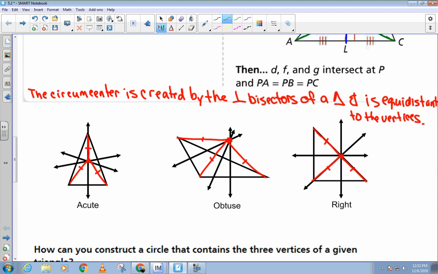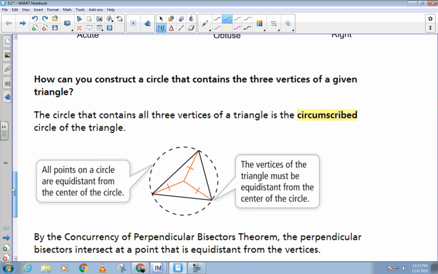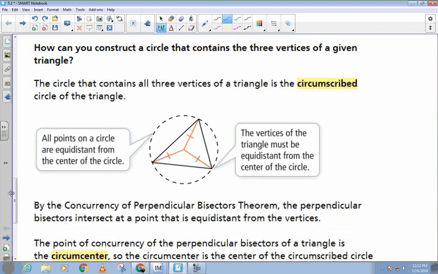So the circumcenter is created by the perpendicular bisectors of the sides, and that point is equidistant to the vertices of the triangle. Now, how can you construct a circle that contains the three vertices of the given triangle? When you have a triangle and a circle that goes around it, such that each one of the vertices touches the circle, this is called a circumscribed circle.